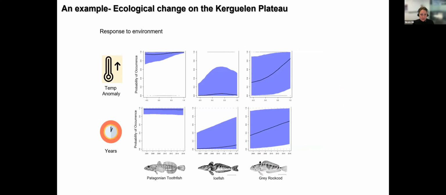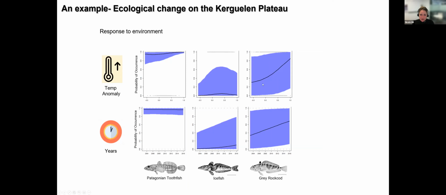And then we can also look more closely at the response of particular species to the environment. So I've just picked out a couple of species here and a couple of environmental factors. So if we look at Patagonian toothfish, we can see that they're likely to occur all across the plateau here. They don't have any real preference for temperature, and they haven't increased over the years. They've remained fairly constant. If we have a look at the mackerel icefish, you can see maybe a little bit of a trend. So this is the temperature anomaly, but there's not much there.